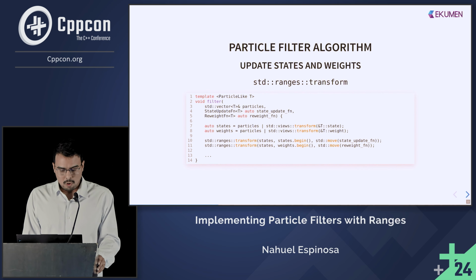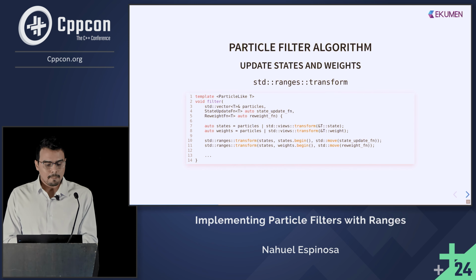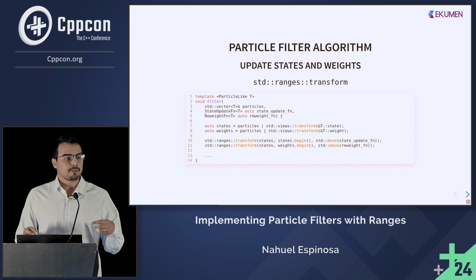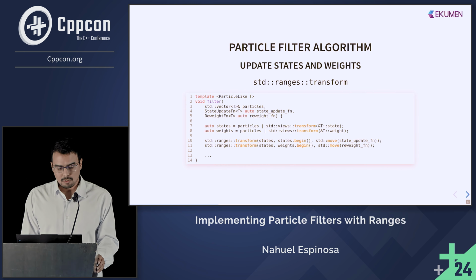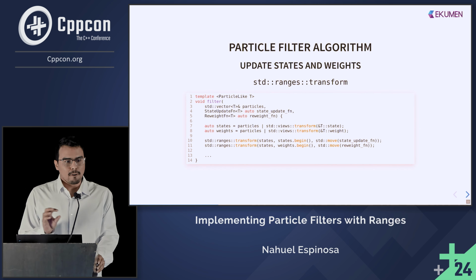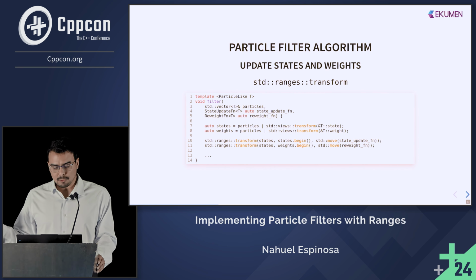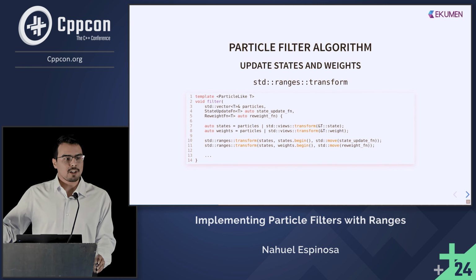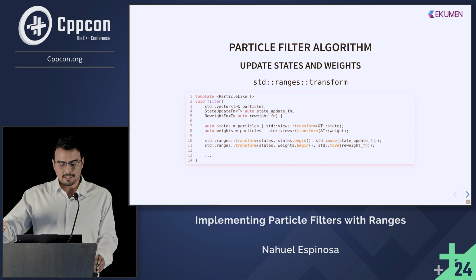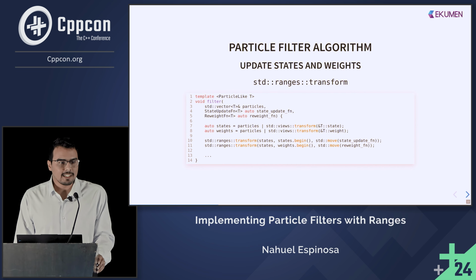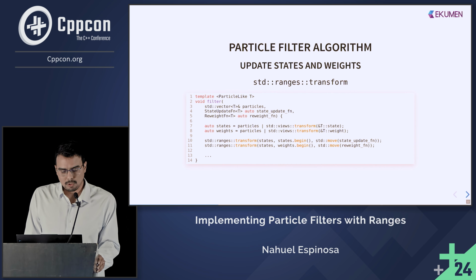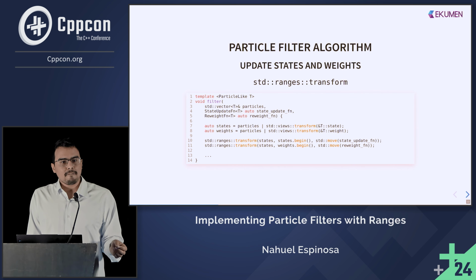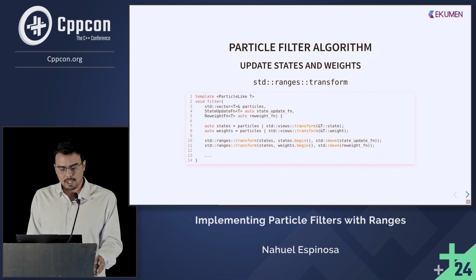And we can then do some work by using std::ranges::transform algorithm to basically, for each one of the states of our particles, call the state update function and update that state, and do basically the same with the weights. So after this point, our particle set has all the states and weights updated and ready to be resampled.